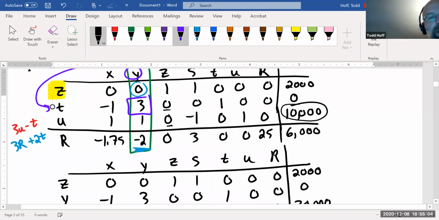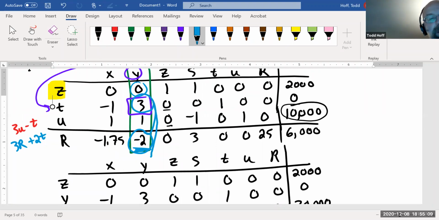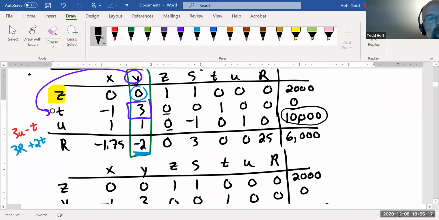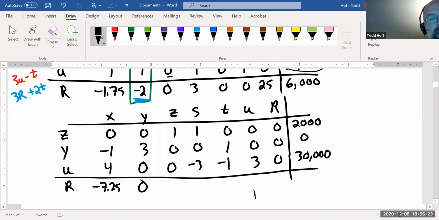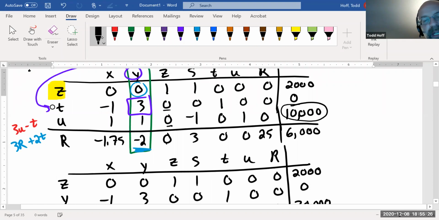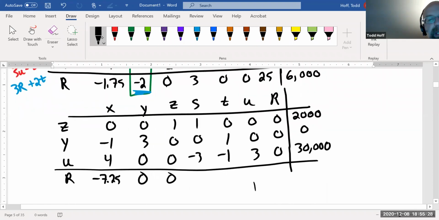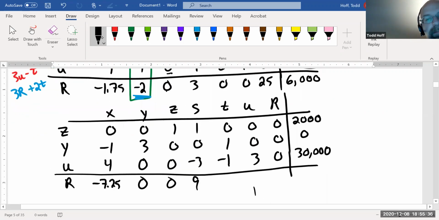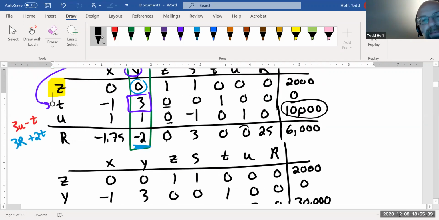This better cancel out here. 3 times -2 is -6. 2 times 3 is +6. That adds to 0, which is what we were shooting for. 3 times 0 plus 2 times 0 is 0. 3 times 3 is 9, plus 2 times 0 stays 9. 3 times 0 plus 2 times 1 is just 2. 3 times 0 plus 2 times 0 stays 0.